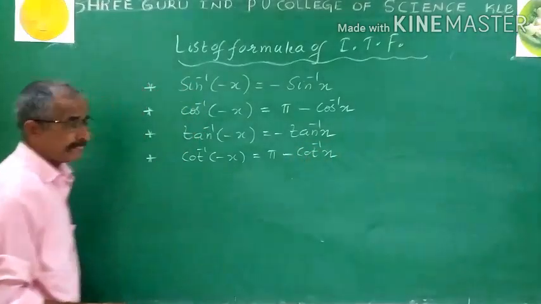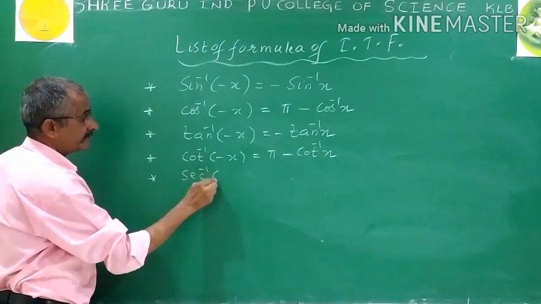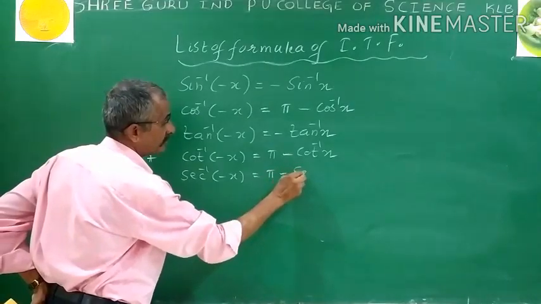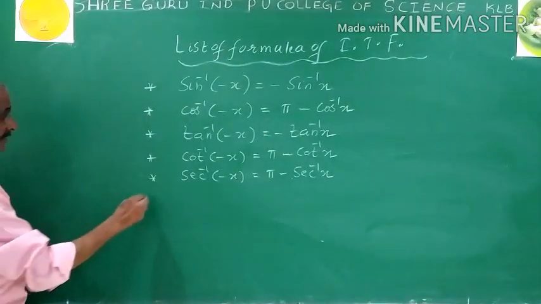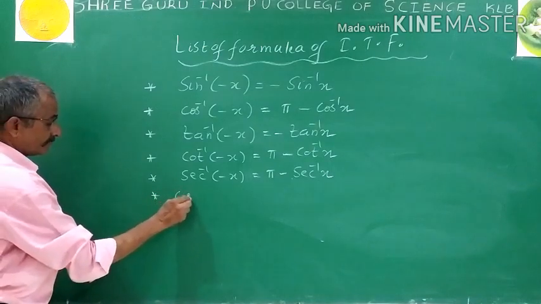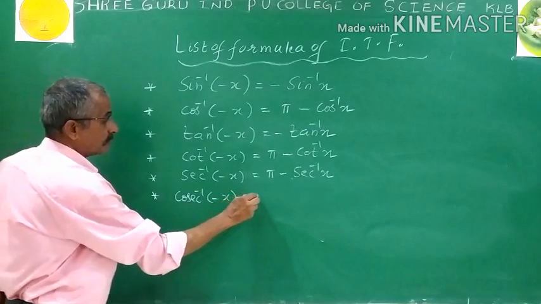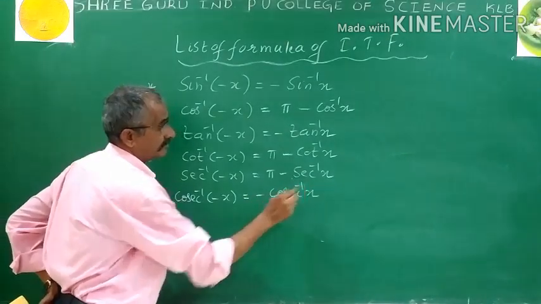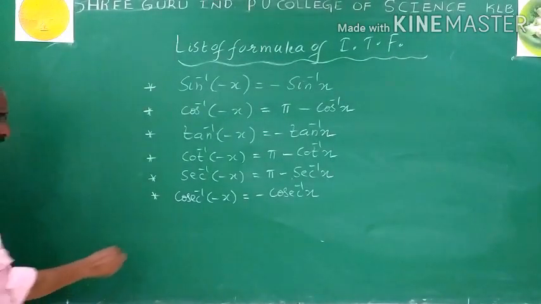Next formula, secant inverse of minus x equals pi minus sec inverse of x. Next, cosec inverse of minus x equals minus of cosec inverse x. Still we have many more formulas.